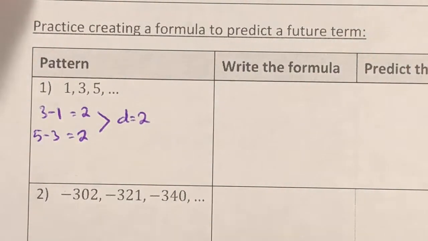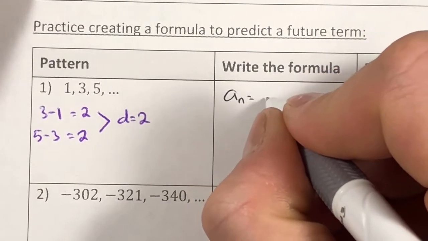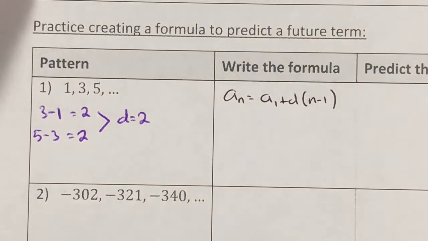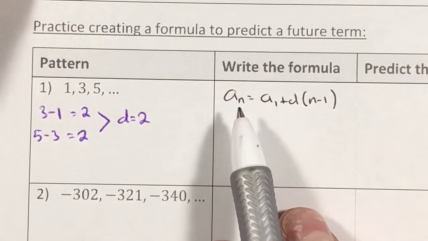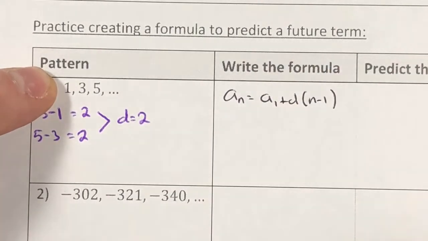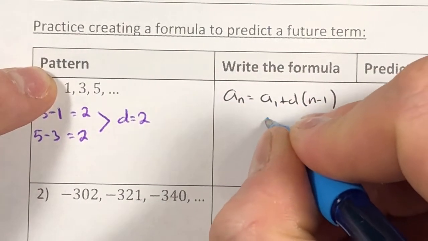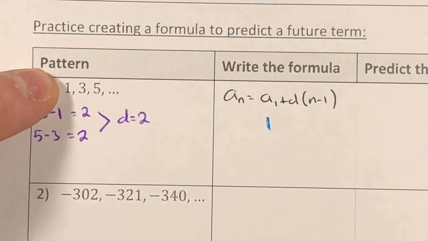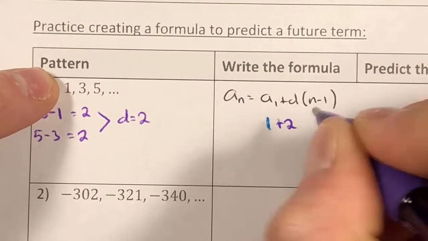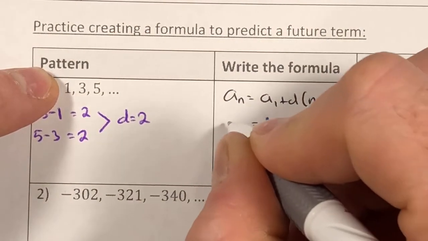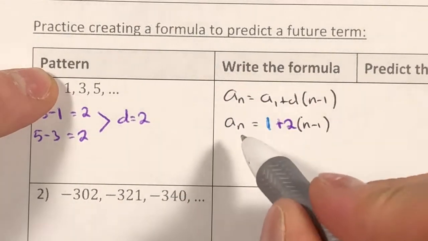Now we can fill out the formula. So I know that a_n is equal to the first a plus the difference times n minus 1, and I can plug in this information. So the first term we know is going to be 1. So I'm going to go ahead and replace a_1 with just 1, because that is the first number in the pattern. I know that the difference as of right now is 2, so I'm going to say we're adding 2, and we're going to do that n minus 1 times. Perfect. And now this is our formula.